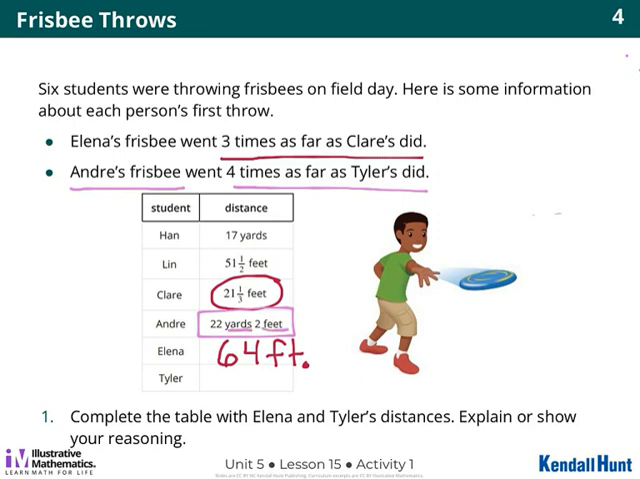Do you guys notice that Andre has yards and feet? We need to put it all as one unit. So if we switch it to feet, okay, 22 yards. How do I change that to feet, Jerica? Times it by 3. So we'd have to do 22 times 3 because there are 3 feet in 1 yard. What is 22 times 3?